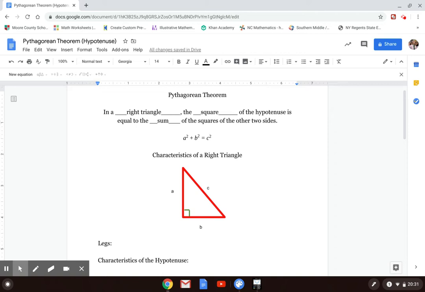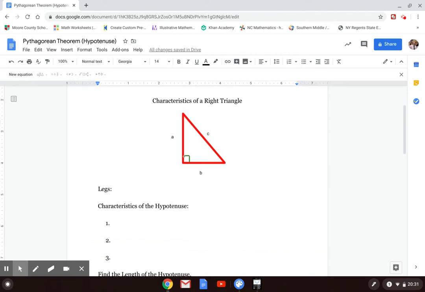So as we look here at the characteristics of a right triangle, the right triangle has three sides to it. What we call the legs are sides A and B. So sides A and B, right here and here, are what we call the legs of a right triangle. And the characteristics of the hypotenuse is side C. So the legs are A and B, and the hypotenuse is over here, side C.